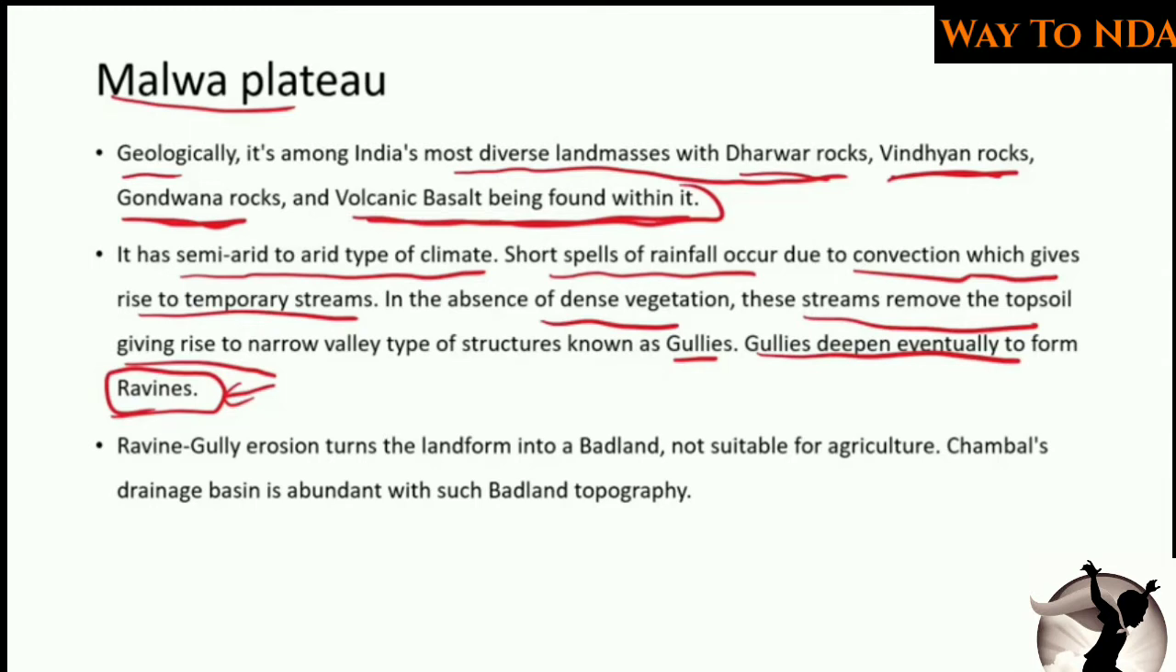Now ravine and gully erosion turns the landform into badland, not suitable for agriculture. So Chambal's drainage basin is abundant with this type of badland topography.